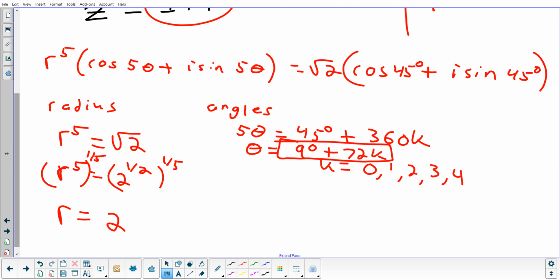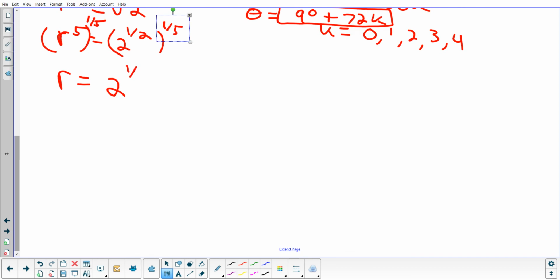And what do we have here? 2 to the 1/2 to the 1/5. What's that? You can just leave it as a fraction in the exponent. 2 to the 1/10. Yep. So there's your radius, 2 to the 1/10.